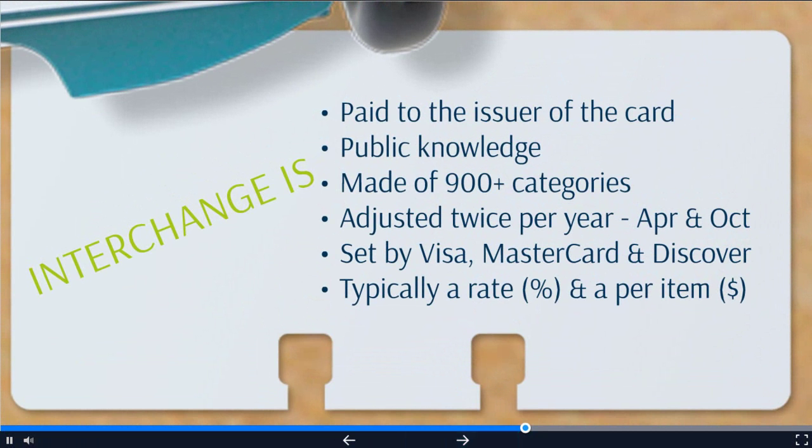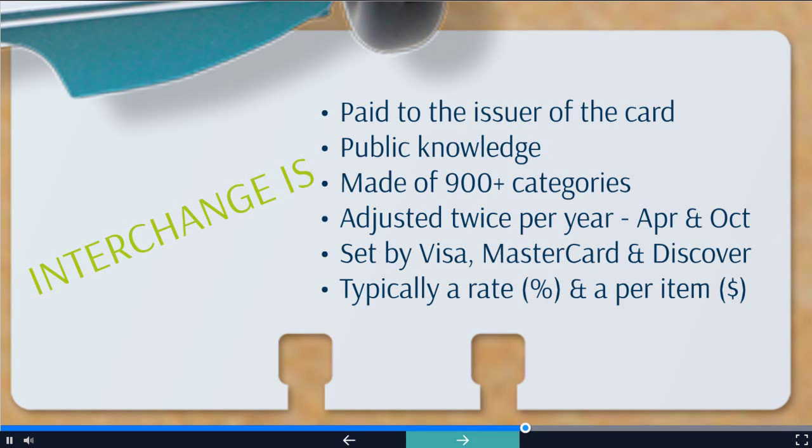Let's go over a few key facts that you should know about interchange. Most commonly, interchange is adjusted twice per year, every April and October. This means that the card brands review their respective categories and can inflate or deflate rates as they deem fit. Each category is made up of a percentage and a fee or a flat dollar amount. For example, Visa's qualified credit category is called CPS Retail, and the rate is 1.51% plus 10 cents.